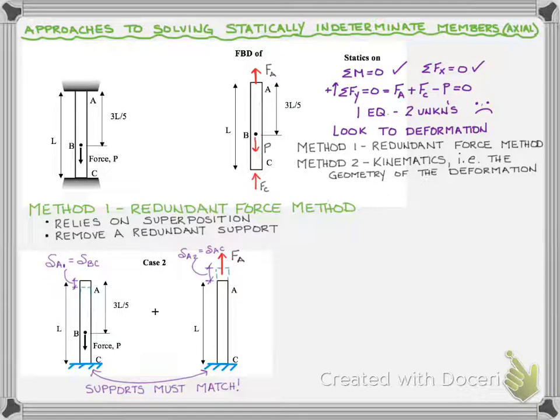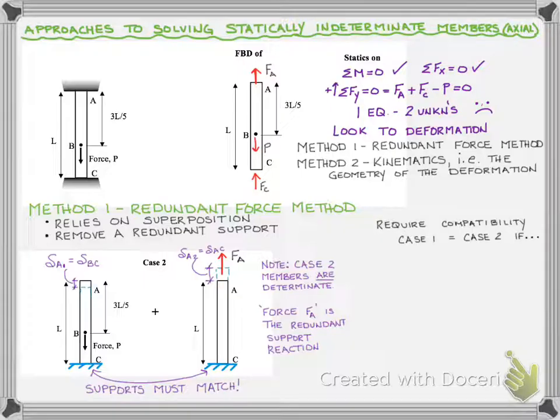So this is the behavior that's happening, and a couple things that would be good to note is that now both members are determinate, and that's what the redundant force method does for us. We remove the redundant support and we replace it with a force that represents the redundant support, and that's what that force at A was. That's our redundant support reaction. And so if this truly matches our original beam, if case 2 matches originally case 1, which is the original beam, it only works if, and I want you to think about, what is the deformation compatibility condition, and try to write that down.